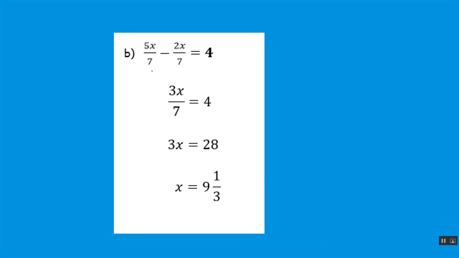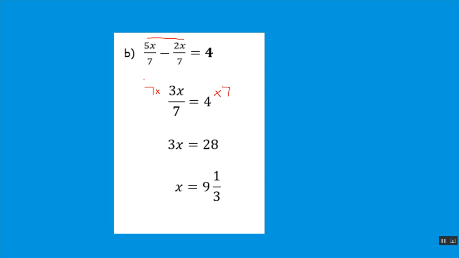So for part B, we have sevenths. So we have common denominators. So we need to go 5x take away 2x, which is 3x. So we get 3x over 7 equals 4, times both sides by 7, times by 7, times by 7.